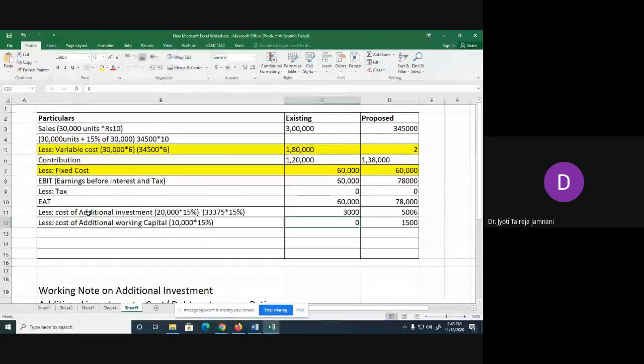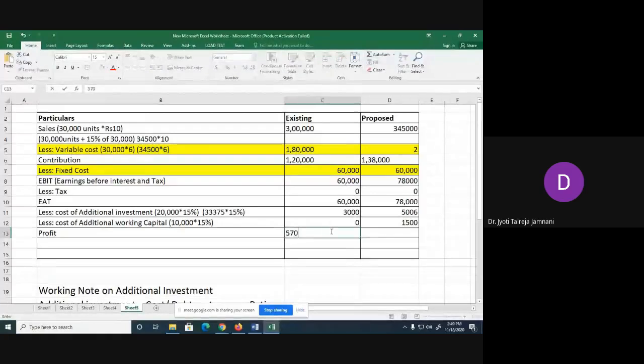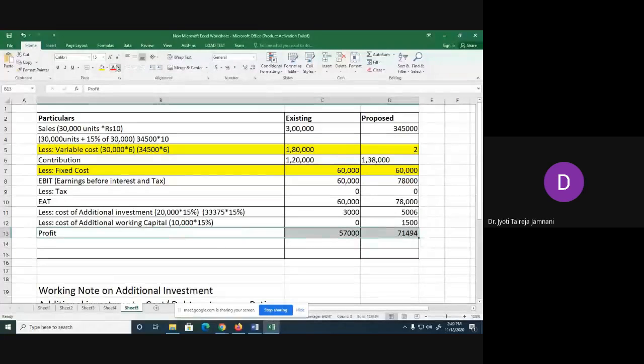Now see, you have to less both these costs, cost of additional investment and cost of additional working capital. Once you less both, you will get the profit, or you can call it earnings. So now from 60,000 I have to minus 3,000, I'll get 57,000. And from 78,000 you should minus 5,006 and 1,500, you will get 71,494. Okay, so this is your answer.